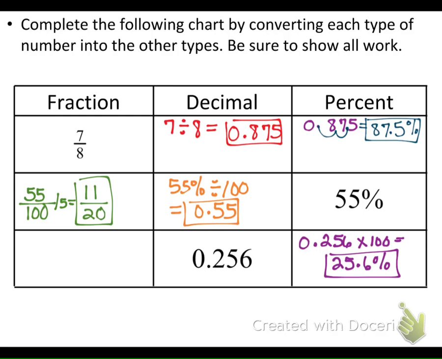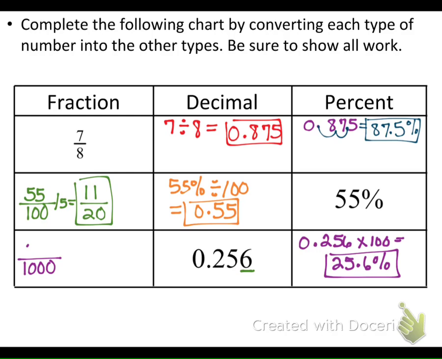So how do I change a decimal to a fraction? How do I change a decimal to a fraction? Anybody? I would say count your place. You count your place value. What's the place value of the last digit? 1,000. 1,000. So that becomes 1,000. That becomes my denominator. What's my numerator?